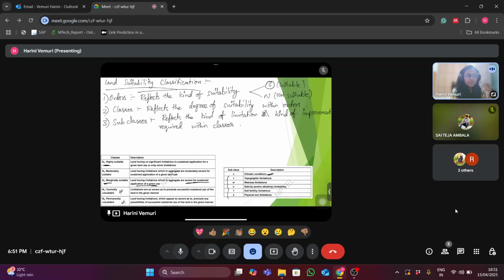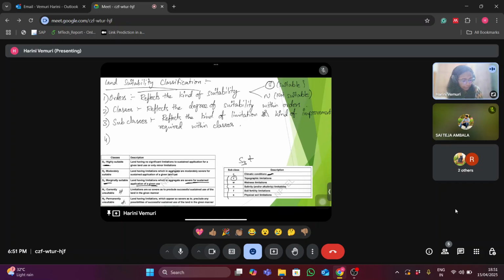Here it will give us the limitation. So if it is falling under the S3 class and T is the subclass, that means it's marginally suitable for agriculture, with a topographical limitation, maybe because the slope is very steep. So that is one of the topographical limitations the land has.